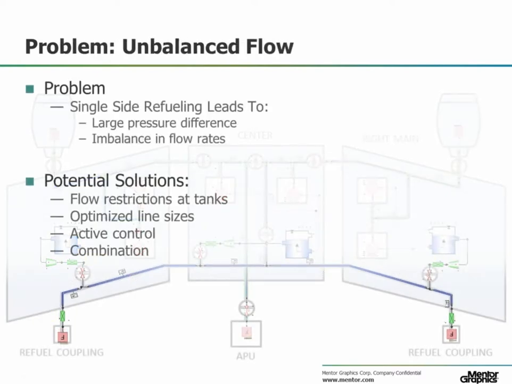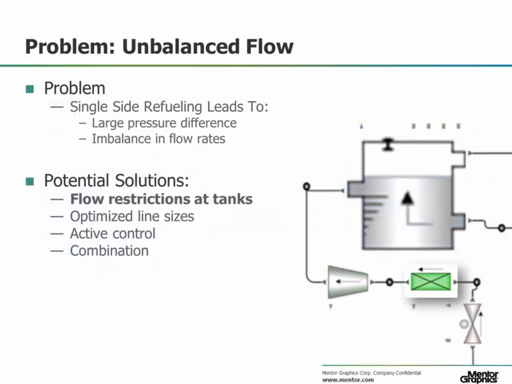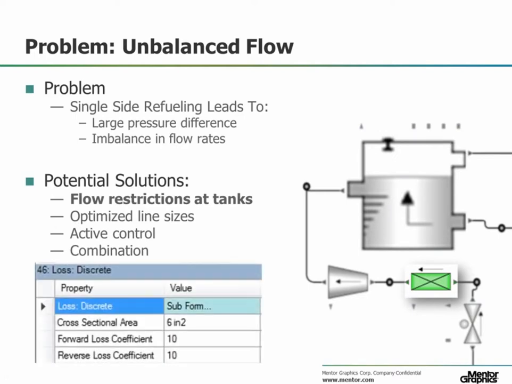Now that we have our initial steady-state results highlighting a potential issue of flow imbalance with single-sided refueling, let's look at how we can use Flowmaster to perform what-if scenarios to determine a potential solution. In today's presentation, we'll start by looking at a possible change to the flow restriction at the tank entrance.